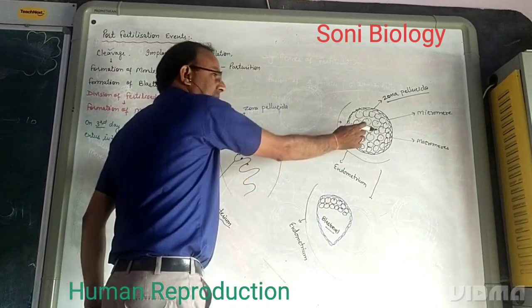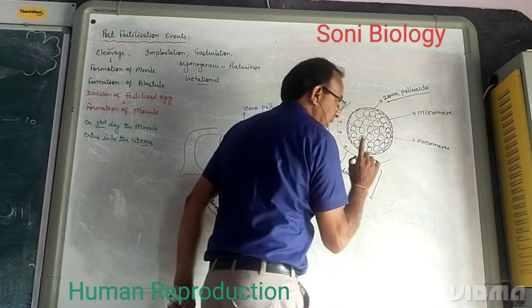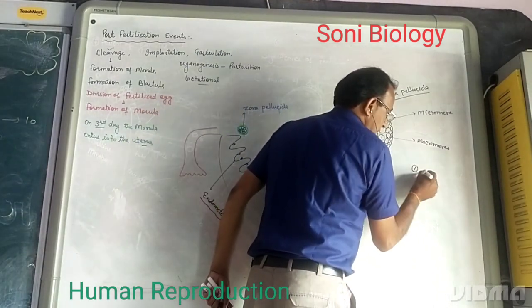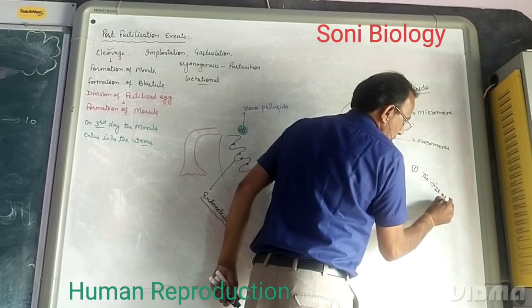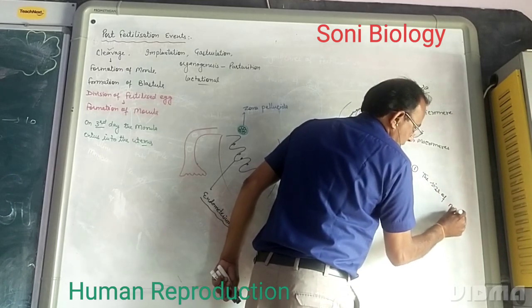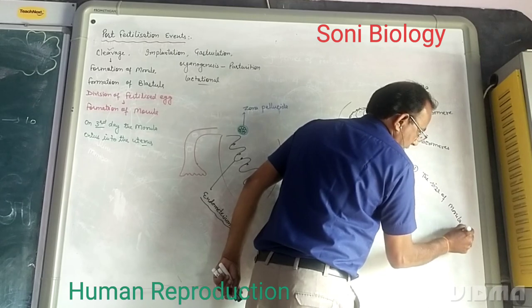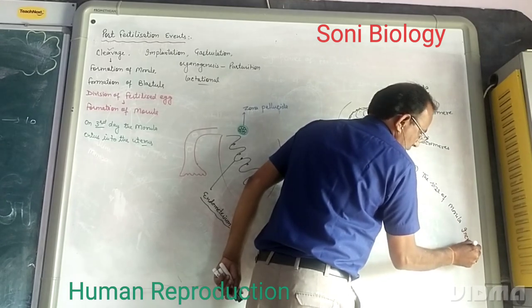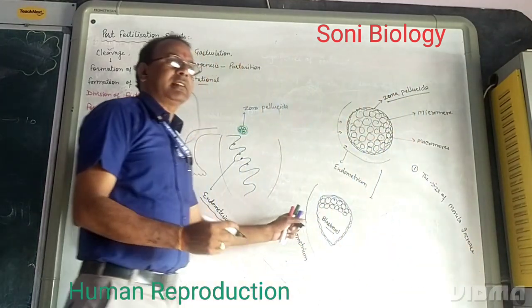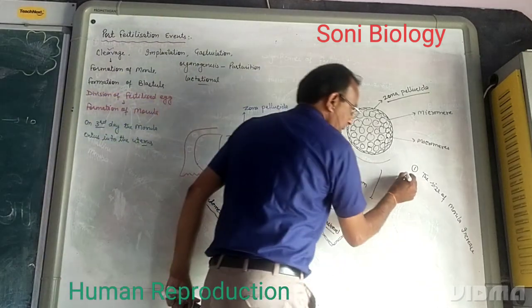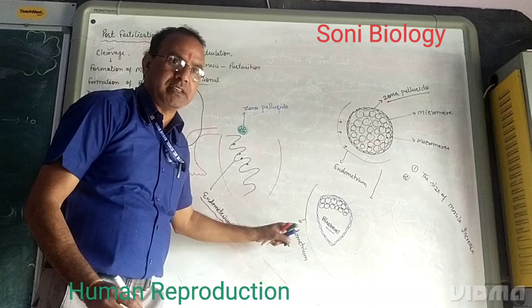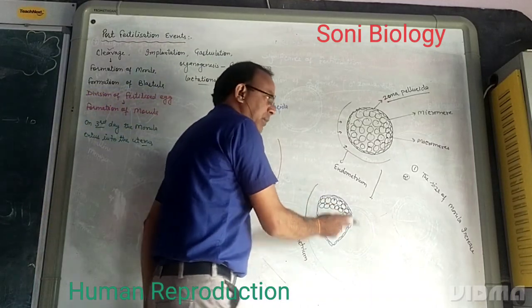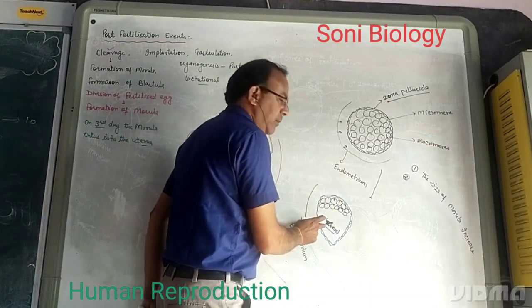First of all, the size of morula increases. We can say the first feature is the size of morula increases, or we can say fertilized egg cell size increases. Second one, due to the entry of nutritive substances, a cavity is produced and that cavity is called blastocoel.